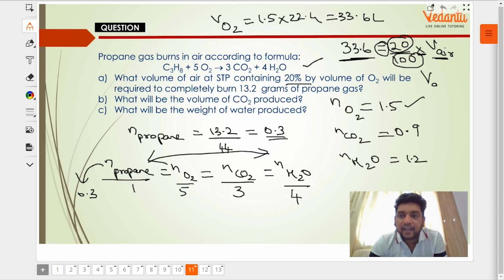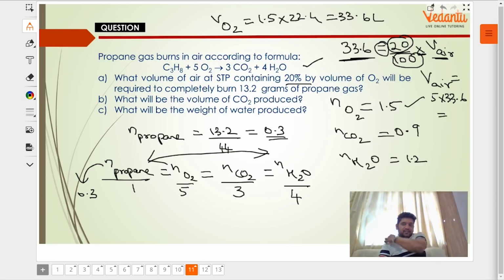तो volume of air आएगा आपके पास 100 by 20 into 33.6. 100 by 20 मतलब 5 into 33.6. ये आएगा आपके पास 5 into 33 is 165 plus 3 is 168. The volume of air required will be 168 liters. So when you have 168 liters of air, 20% of that is oxygen. So 20% of that is 33.6 liters, which is 1.5 moles, which we require.